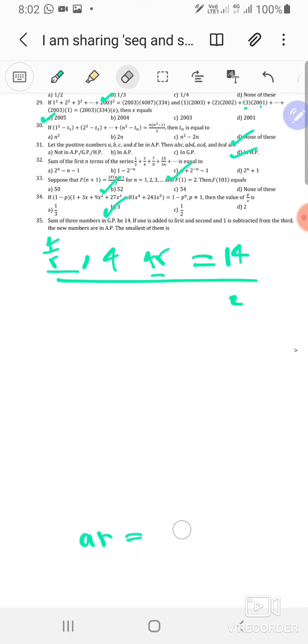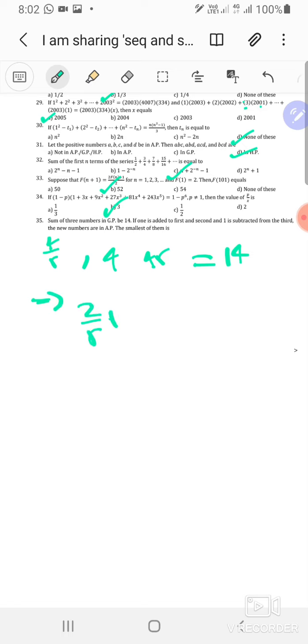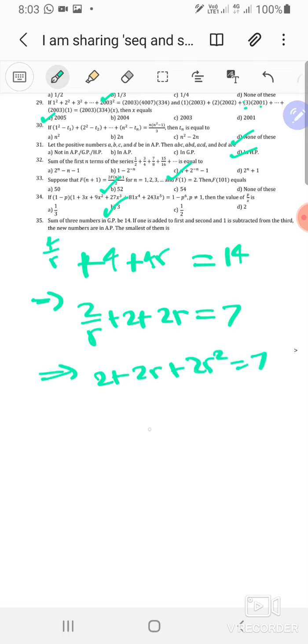Right. So we know that the middle term is 4. And from this equation itself, we will get the value of R. So this gives me 2 upon R plus 2 plus 2R is equal to 7. So multiply by R, that will give me 2 plus 2R plus 2R squared is equal to 7. So 2R squared plus 2R minus 5 has to be equal to 0.